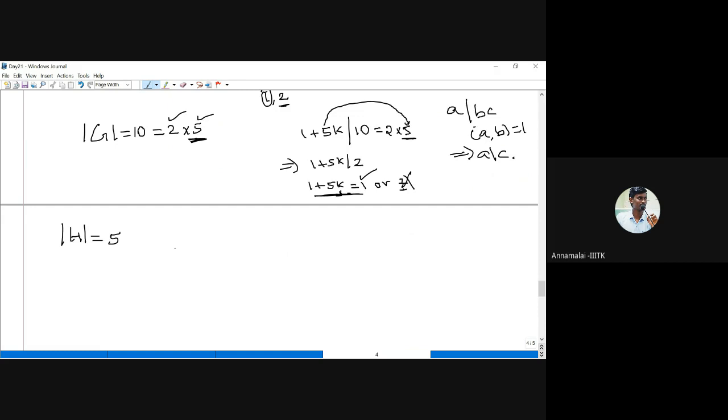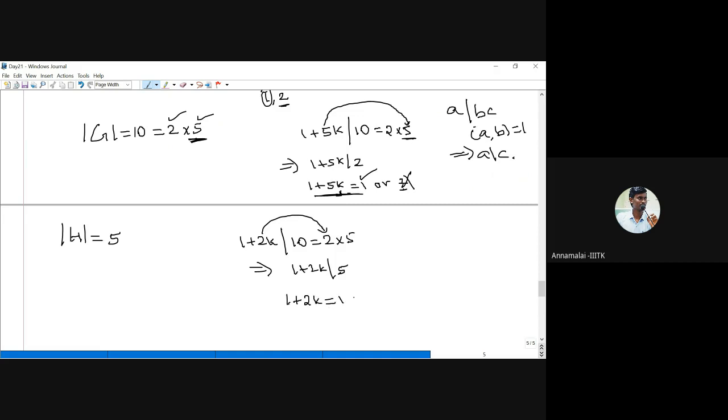Okay, now we have to find the number of 2-Sylow subgroups. So how many 2-Sylow subgroups are there? One is of the form 1 plus 2k. But what does the theorem say? This divides the group order. Again, the group order 10 can be written as 2 into 5. Now again, the GCD of 1 plus 2k and 2 is 1. Therefore, by the theorem, the number 1 plus 2k divides the remaining number 5. Since 1 plus 2k divides 5, and 5 is a prime number, what are the possibilities? 1 and 5. Therefore, 1 plus 2k is either 1 or 5.